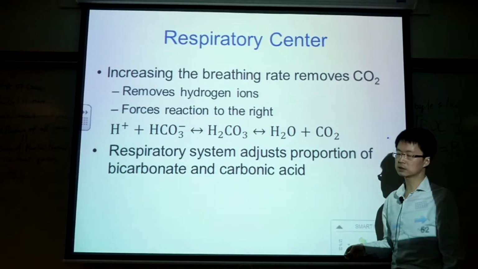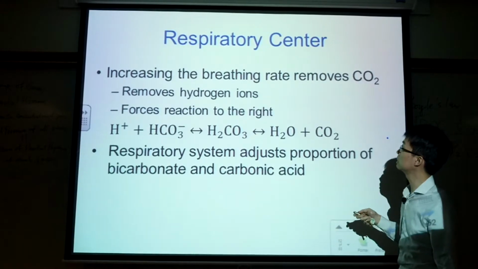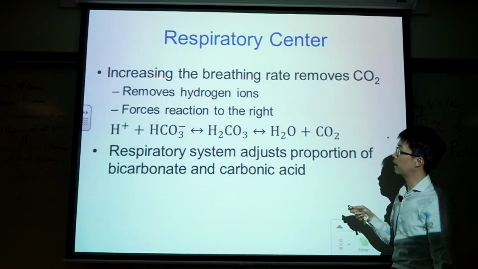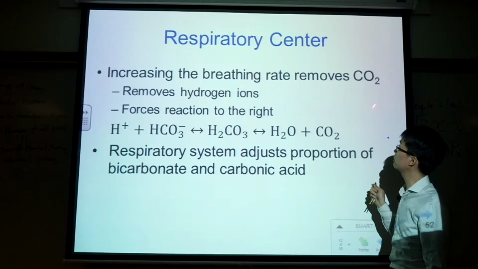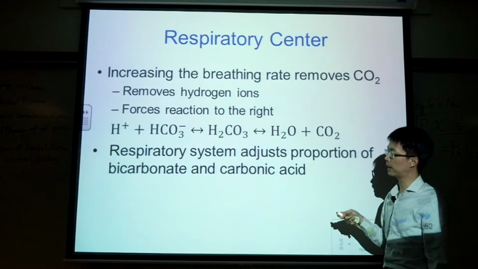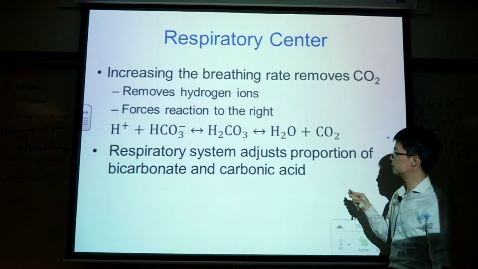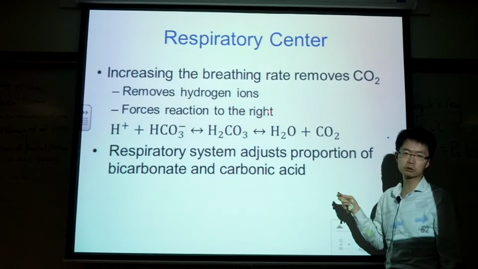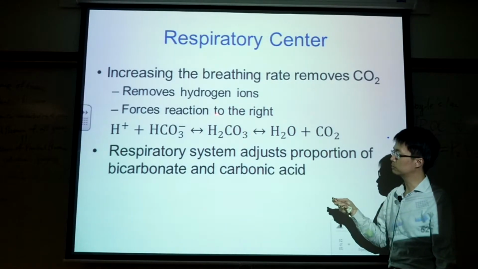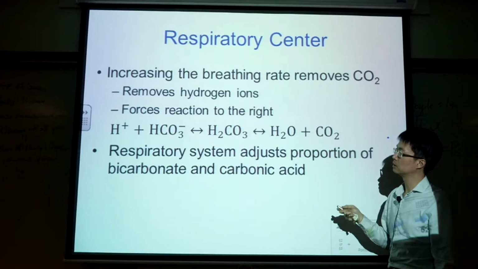And then, how does our lung help to regulate the pH of our blood? So, by increasing the breathing rate, you will help to remove the carbon dioxide. Because carbon dioxide can dissolve into our blood. You can see that carbon dioxide can dissolve in the plasma, which is mostly water, and it will form this carbonic acid. Carbonic acid can dissociate into hydrogen ion.